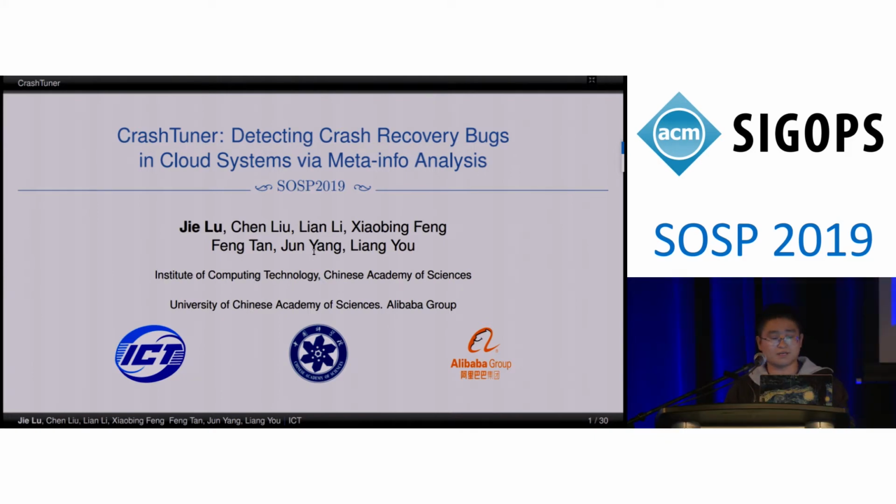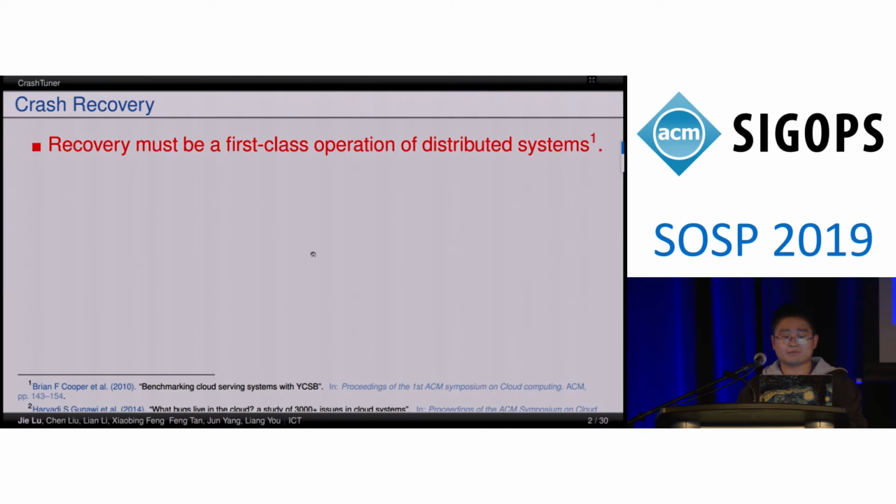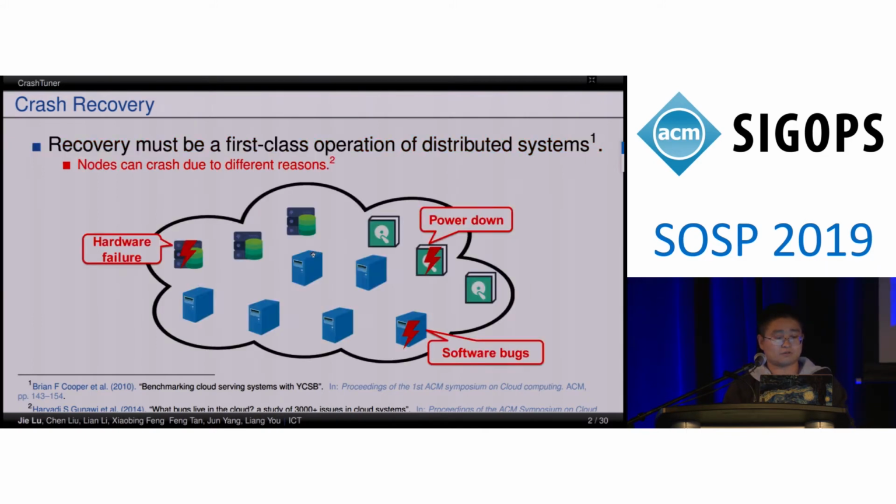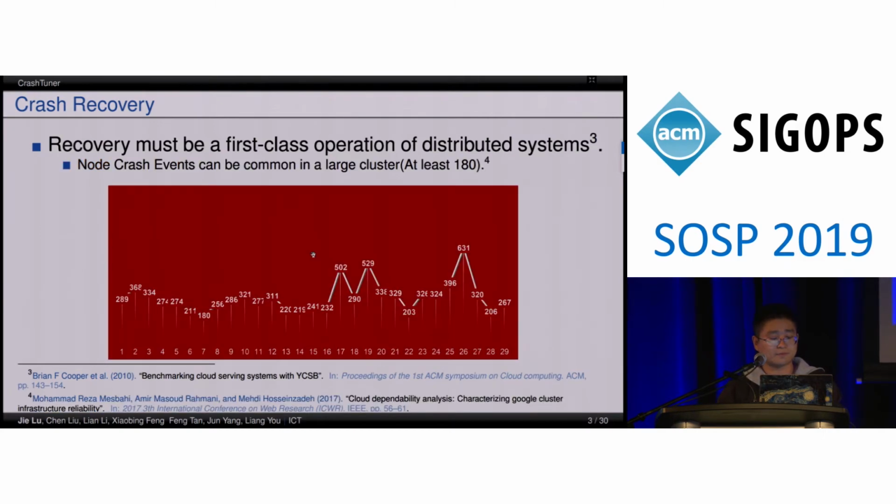My presentation title is CrashTuner, detecting crash recovery bugs in cloud systems via meta-info analysis. Recovery must be a first-class operation of distributed systems because the nodes in distributed systems can crash due to different reasons, like hardware failure, power down, and software bugs.